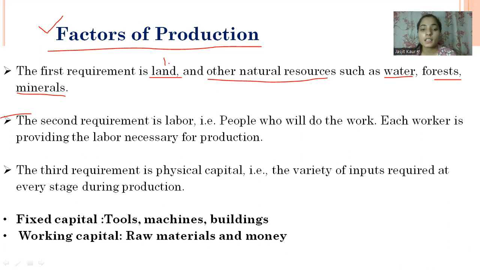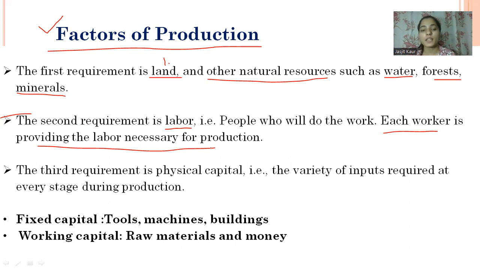And the second thing is labor. The people who are working in my industry are called labor. So the second factor of production is labor. We'll be looking at people who will do the work for us, and each worker provides the labor necessary for production. As we have discussed, every worker in the industry has their own responsibilities and roles for producing the product in that particular industry.